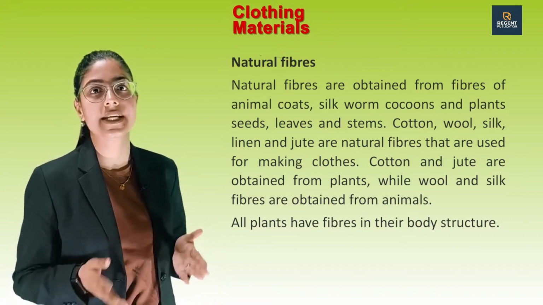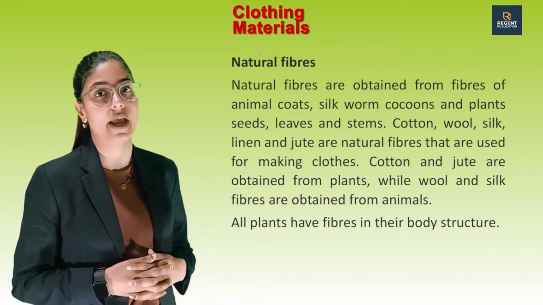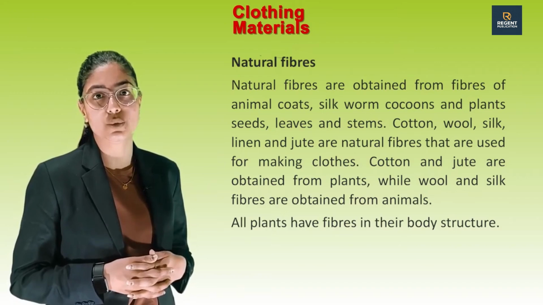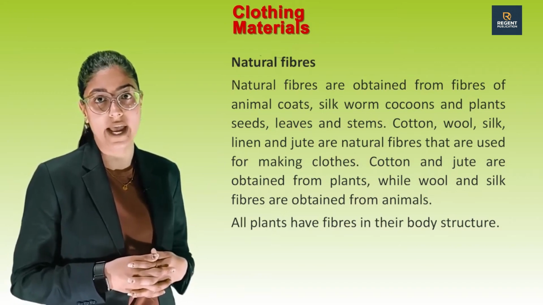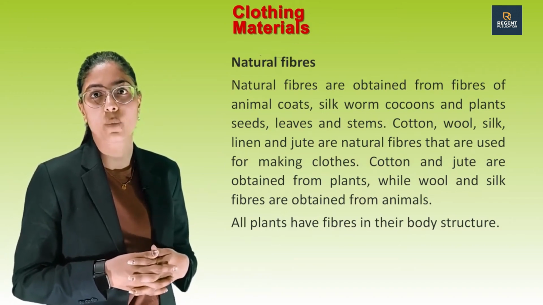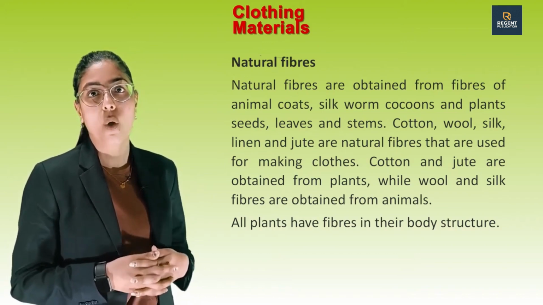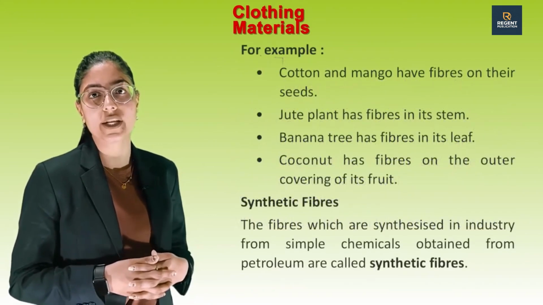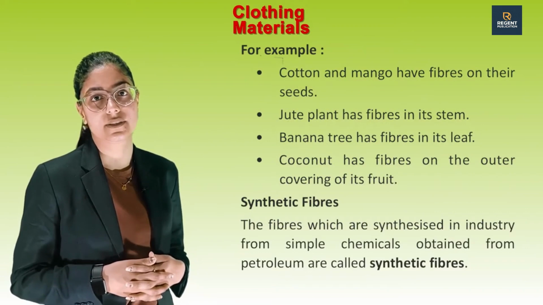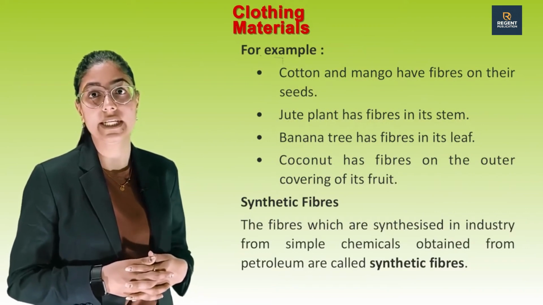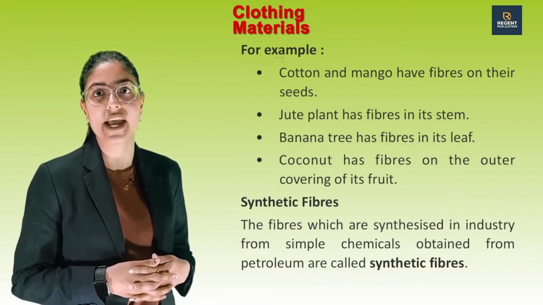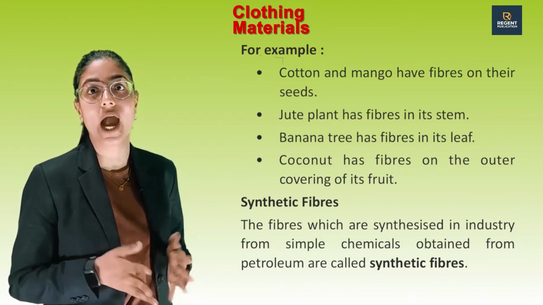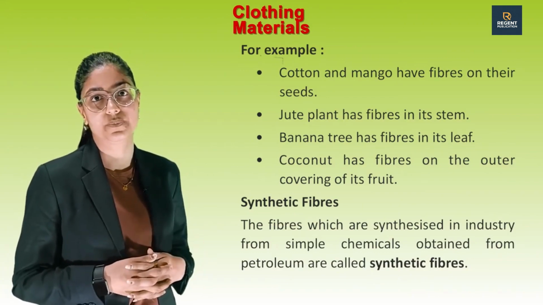Cotton, wool, silk, linen and jute are natural fibers that are used for making clothes. Cotton and jute are obtained from plants, while wool and silk fibers are obtained from animals. All plants have fibers in their body structure. For example, cotton and mango have fiber on their seeds. Jute plants have fiber in their stem. Banana tree has fiber in its leaf and coconut has fiber on the outer covering of its fruit.